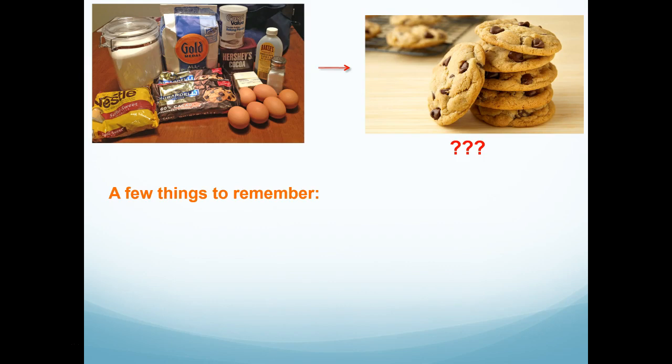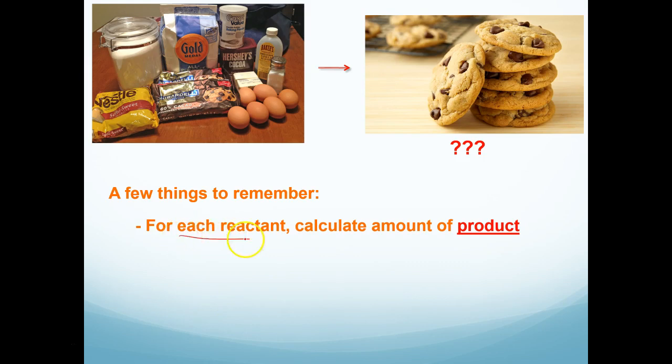Now, in the previous problems, I gave you the specific amounts, but let's say you have different ingredients and you have different amounts of those ingredients, but you want to figure out the maximum amount of product, like cookies, you can make. Now it becomes what we call a limiting reactant problem. And here are a few things I want you to remember. For each reactant, so I'm going to circle that. For every single reactant, if you're given an amount, you have to calculate the amount of product, just like the cookies. So whenever you're in doubt of where to go next, think about the cookies.